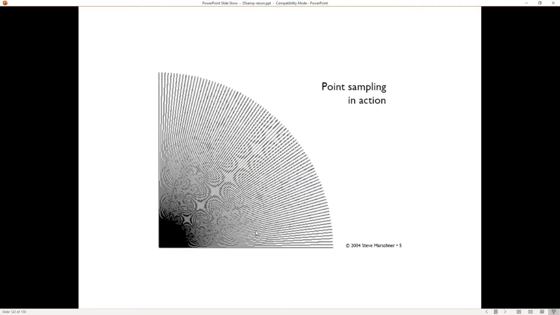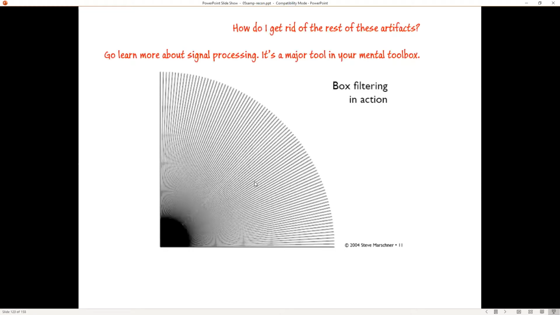Okay, so here's point sampling. We can see lots of aliasing that's going on in here. So here we go to box filtering. So we've gone from point sampling to box filtering. I still have aliasing that's going on out here. So now what am I going to do? What else can I do about this?